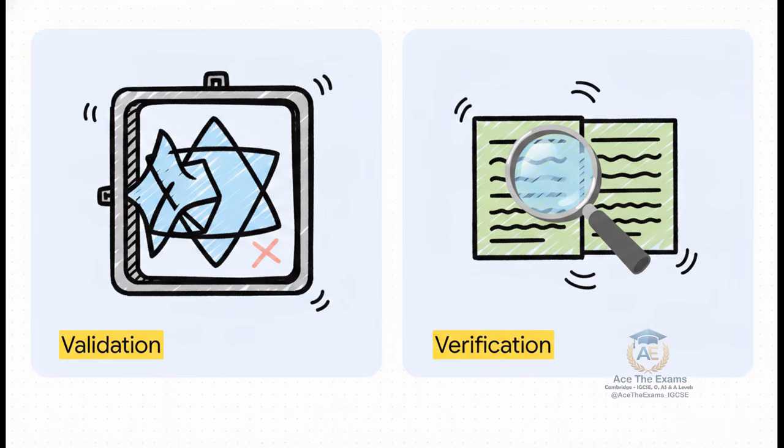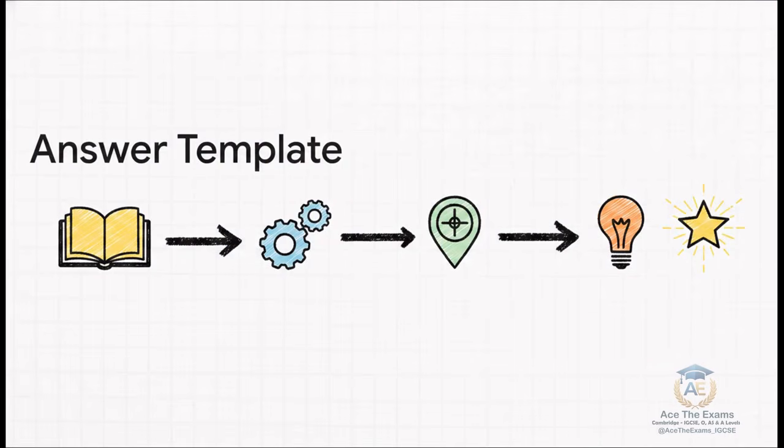Verification, however, doesn't care about the rules at all. It just asks, does this data perfectly match the original source it was copied from? Like when you have to type your password twice to make sure you didn't make a typo. Check this out. Use this 4-part answer template to guarantee you are satisfying command words like explain and describe to their absolute fullest. This is literally your golden ticket for high-mark questions.